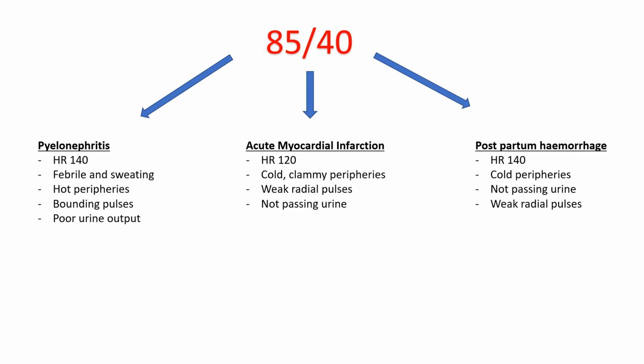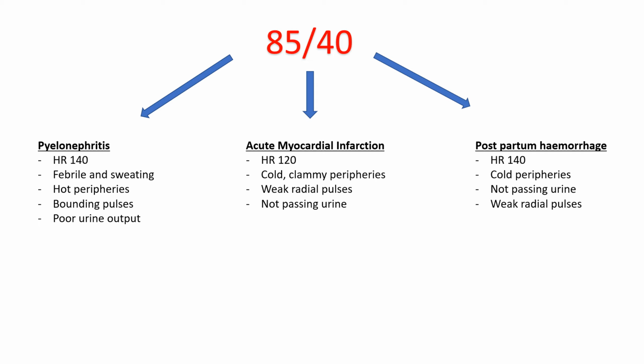The next patient in the middle is an elderly patient who's having an acute myocardial infarction. Here, the heart rate is 120. The blood pressure is also 85/40. This patient's peripheries are cold and clammy. The radial pulses, when you try to palpate them, are weak, and the patient too is not passing urine.